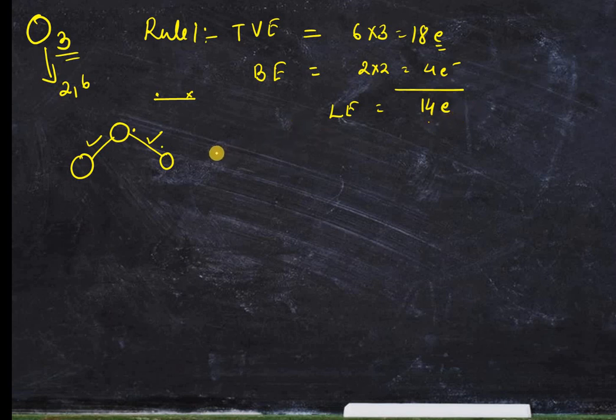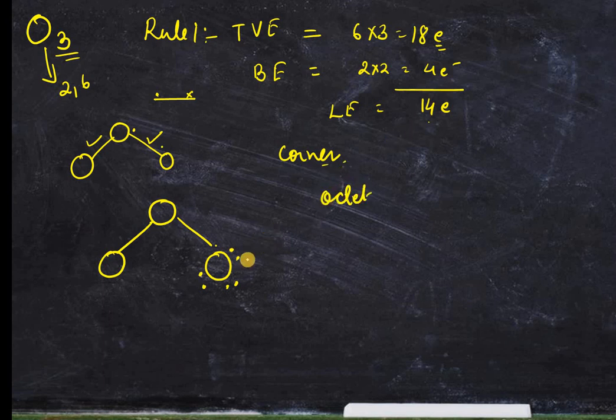Let's start arranging them from the corner atom. You always start from the corner atom. So let's start from this oxygen. Let me write it afresh. This is oxygen, and I have put one bonding electron on each bond. Now we need to arrange these 14 electrons. Let's start here: 1 2 3 4 5 6, and this is 7 and 8. We always need to arrange the lone pair electrons in such a way that every atom satisfies the octet.